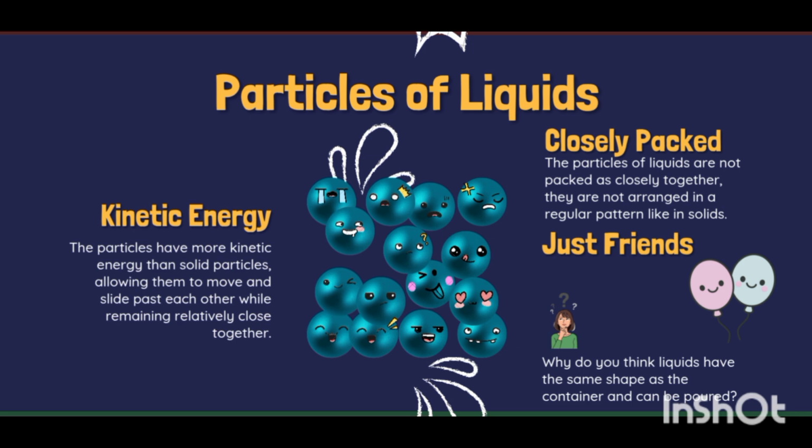Now tell me, why do you think liquids have the same shape as the container and can be poured? The answer is that liquid particles are not closely packed and they can move, so they take the shape of the container in which they are poured.